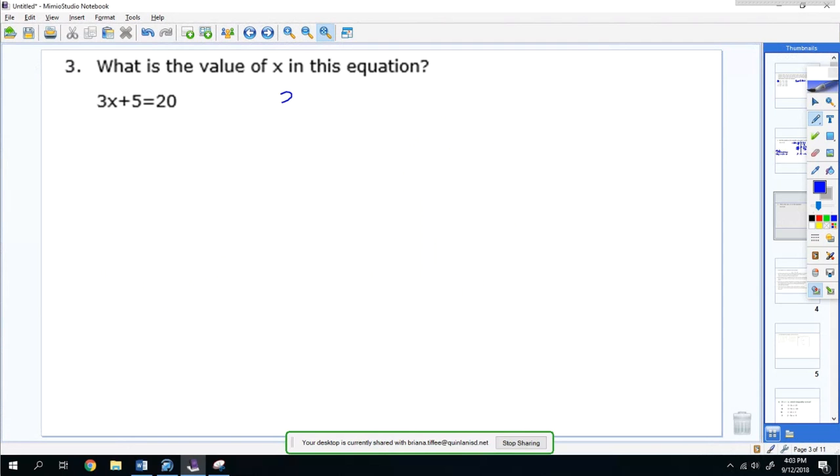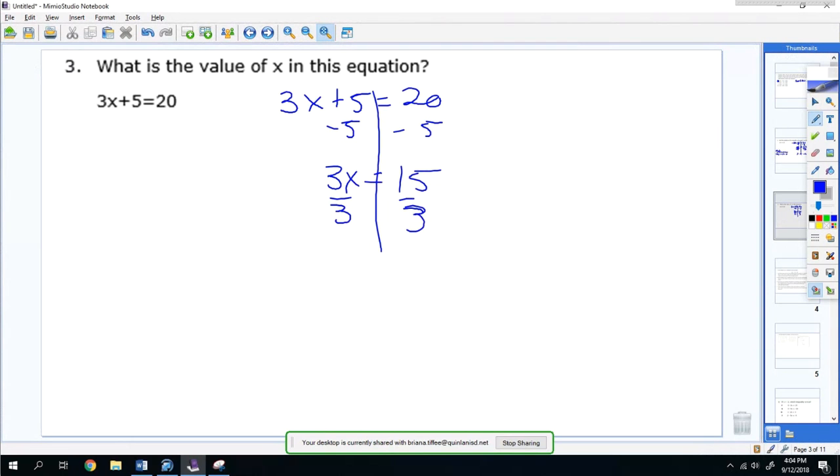Okay, now we have this equation, which is 3x plus 5 equals 20. So we solve it. Subtract 5 from both sides. You get 3x equals 15. Divide 3 to both sides. You get x equals 5.